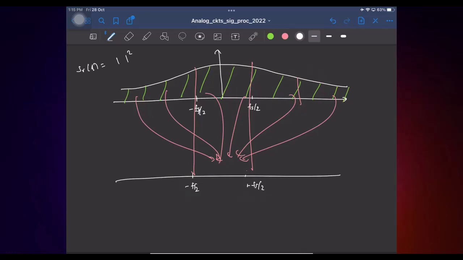If you take a normal Fourier transform, yes, it is possible. But power spectral density is the mod square of something. The moment you take power, it is positive, so you'll never have a case where something cancels something. Okay, so we'll stop here.